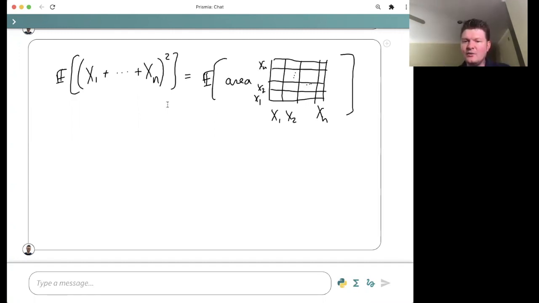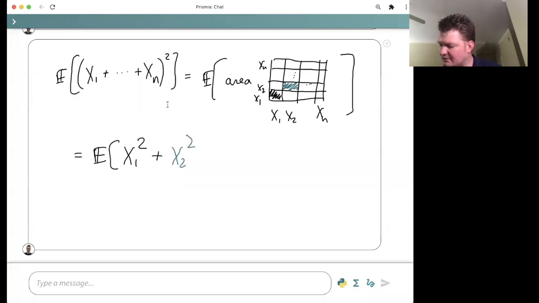So the area of this square is definitely the same thing as this stuff squared, because that's what squaring means geometrically. And then we can split this into a sum of a bunch of areas. This is going to be the expectation of the area of this little piece down here, that's x1 squared, plus this square here, x2 squared, and so on up to xn squared. That gets all of the diagonal parts of the square. Maybe I'll color this one orange and go over this with orange.